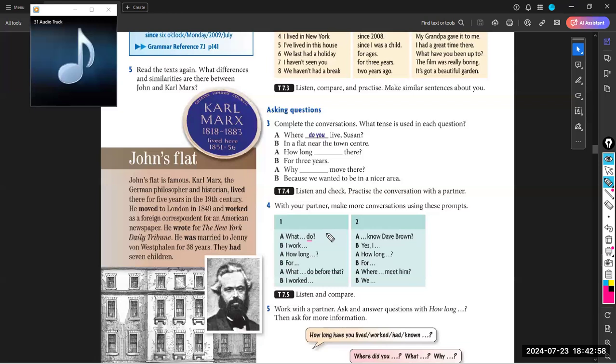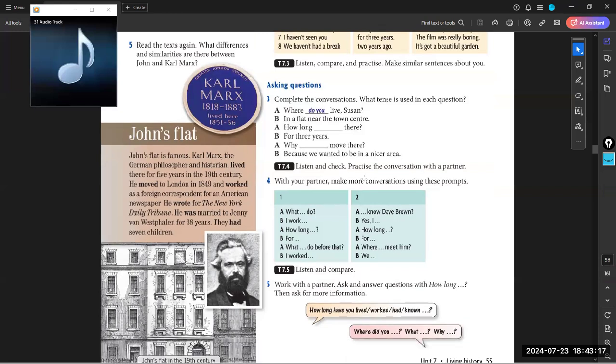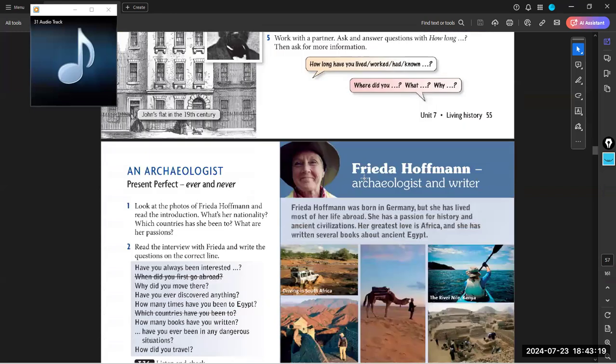Okay, now the final question. What did you do before that? Nothing. Didn't do anything. Only continued my studying. Okay, God bless you, by the way, Ryan. That's amazing. Okay, guys, so this is it. Please be careful about the difference between simple present, simple past, and present perfect.